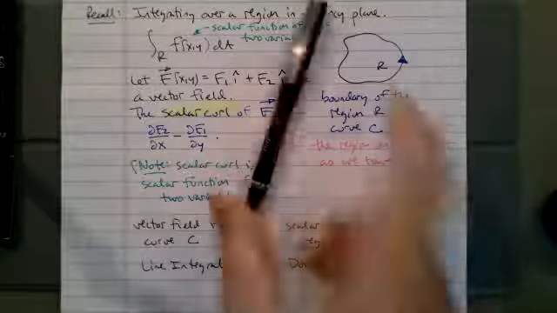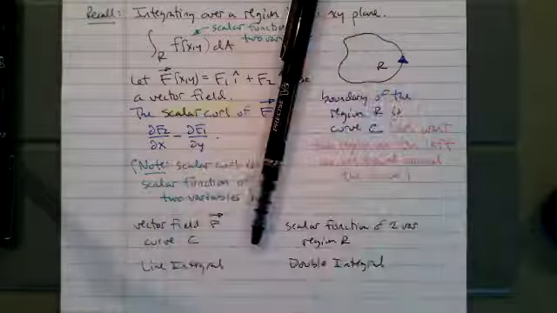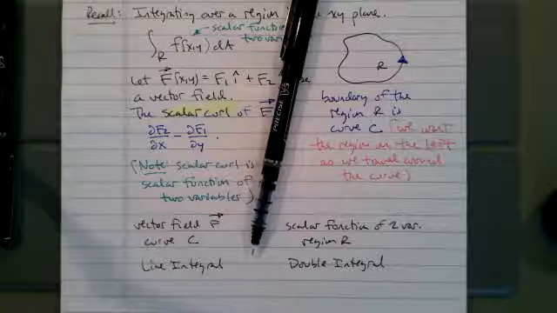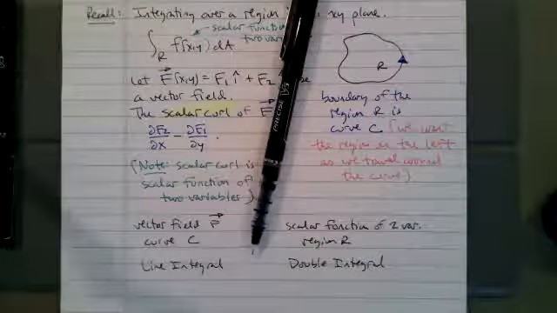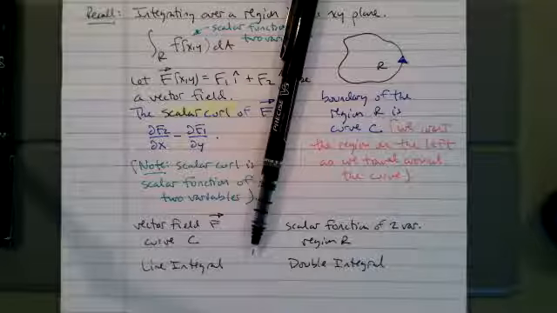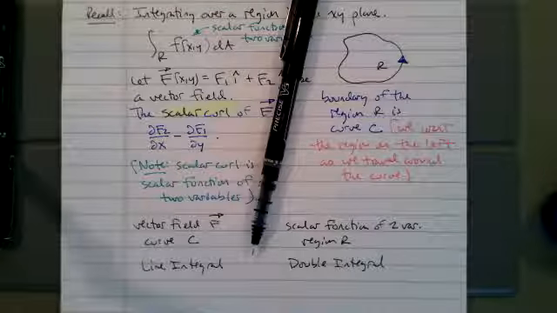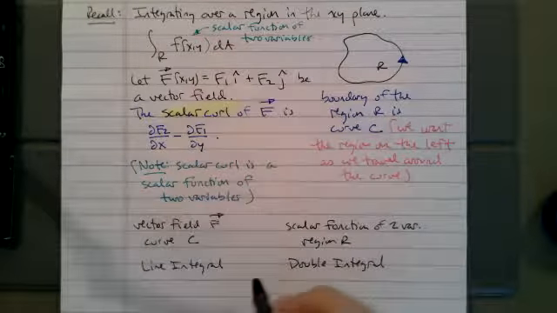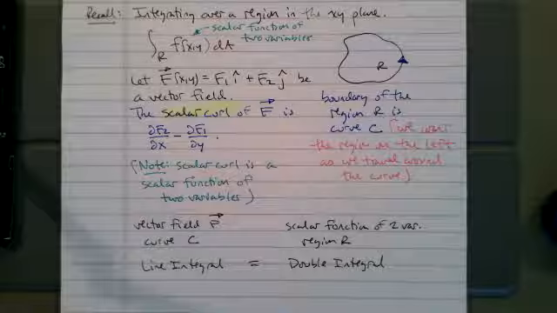So, anyone want to take a guess at what I'm going to write in between these two things? I'll give you a few seconds to think about it while I take a sip of my coffee to keep myself from talking. Set up a line integral, vector field F over a curve C. Set up a double integral, scalar function of two variables over a region R. The curve and the region are related. The vector field and the scalar function are related. If you guessed I was going to make these two things equal, you are absolutely correct.